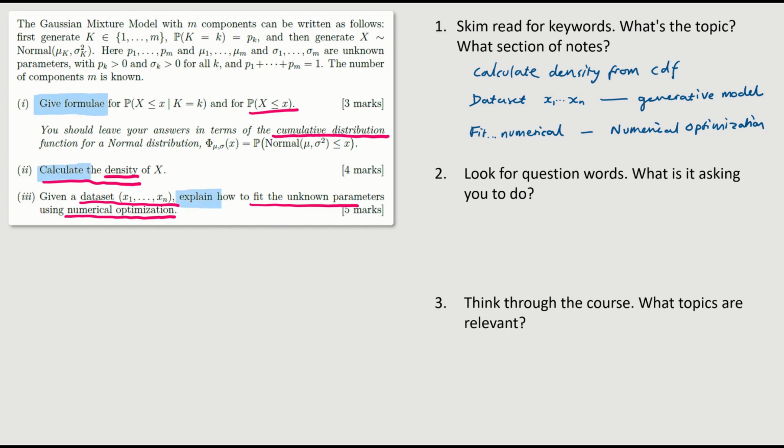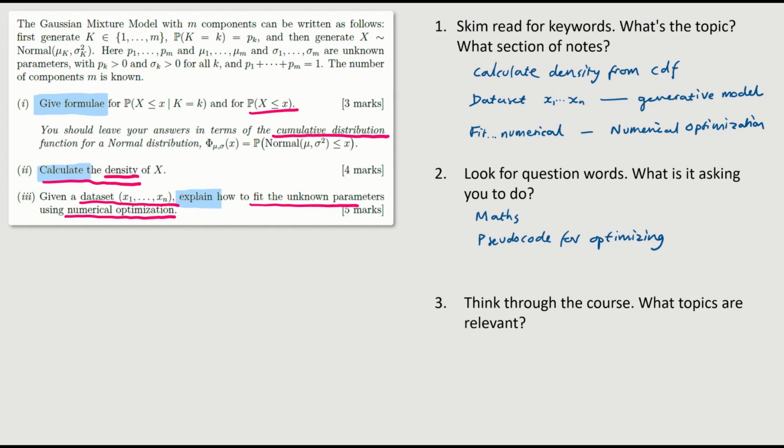Next, look for question words. Give formulae, calculate, explain how to fit unknown parameters. These give formulae and calculate, that's just maths. Explain how to fit, so I'm thinking pseudocode for optimizing.